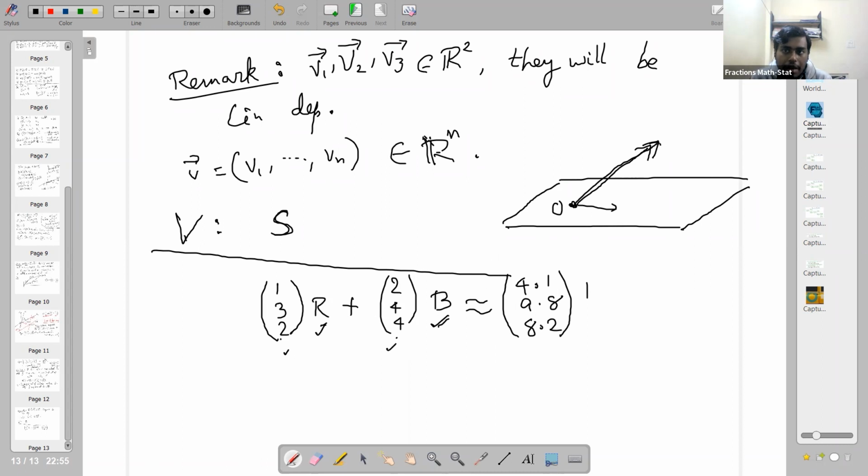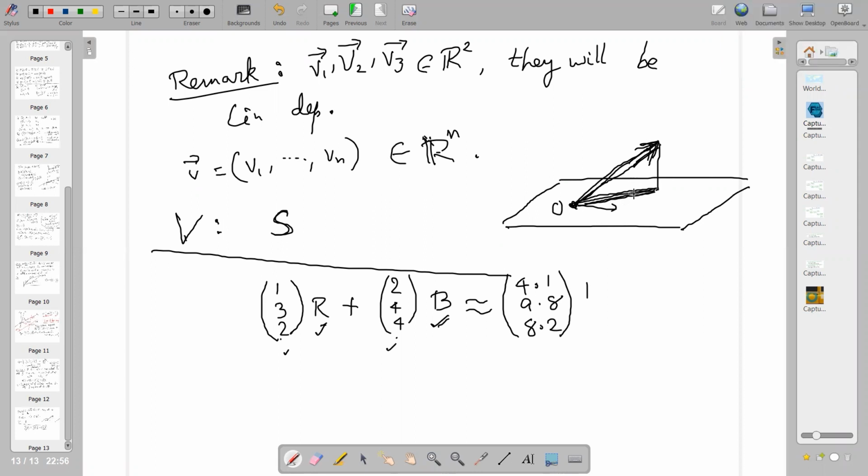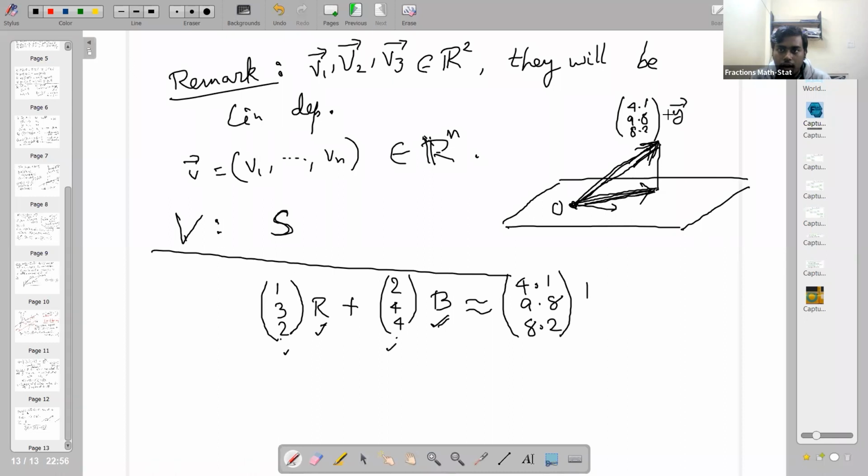So what you have to do, you have to find the best possible linear combination, best in the sense that it is as close as possible to this vector. You want to find a linear combination that is as close to this vector as possible, right? So you want to find this vector. Let us name it. Suppose this is 4.1, 9.8, 8.2. Suppose this is, say, the y vector, okay? And you have these two vectors u and v. You want to find a suitable linear combination of say r times u and b times v, so that this is as close as possible to the original measurements, right?